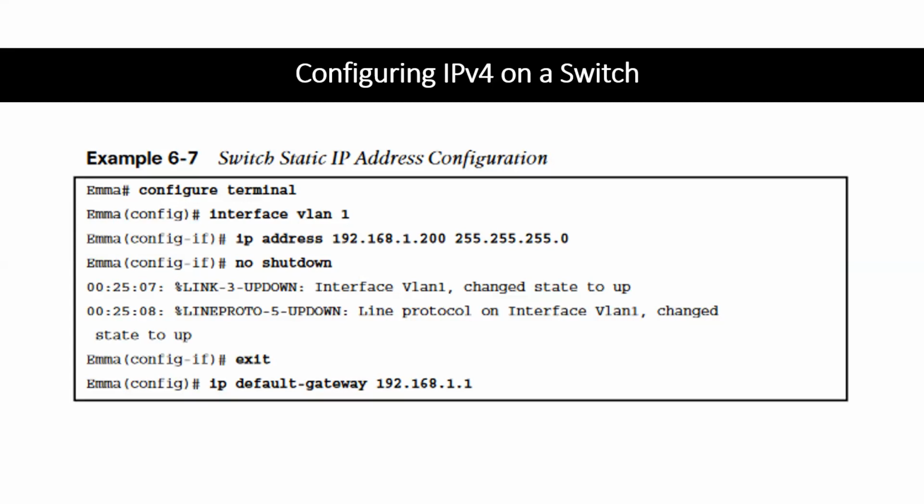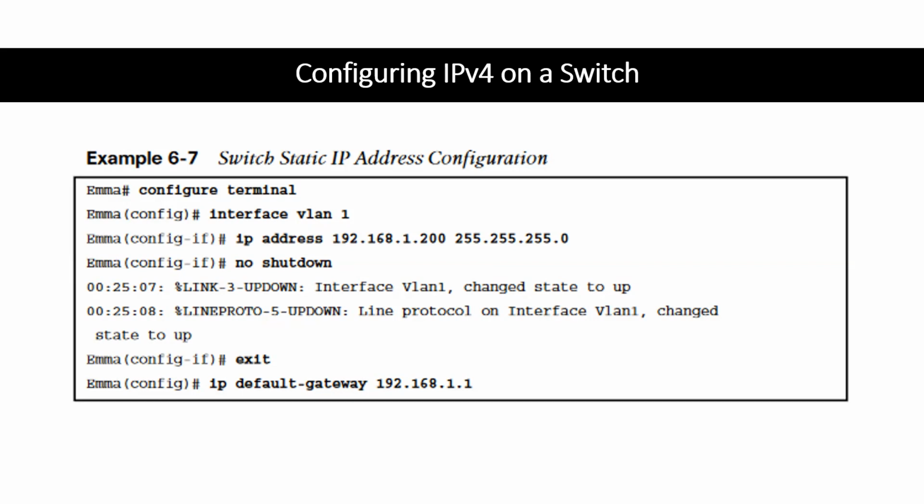And after we leave interface configuration mode, last but not least, because we want to communicate with different subnets, we need to make sure that we configure our default gateway. I want to make an important point. If we do not do a no shutdown to enable this interface, you can configure the IP address, but layer one and layer two will still be in a down state, because the interface is in a shutdown state automatically.